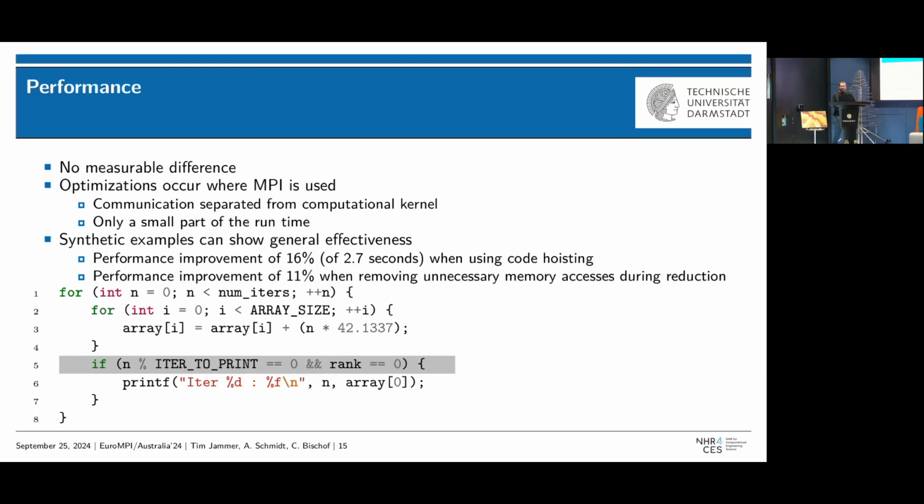We can show the general effectiveness of those kinds of operations with some more synthetic examples. If we do something like this, where the computation is not as expensive anymore, so that the evaluation of this condition is expensive, we can showcase that there is a performance benefit, in this case 16%, which is the reason why the compiler elects to do these optimizations in the first place.